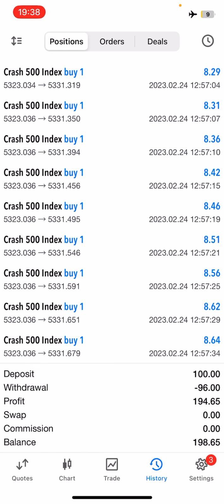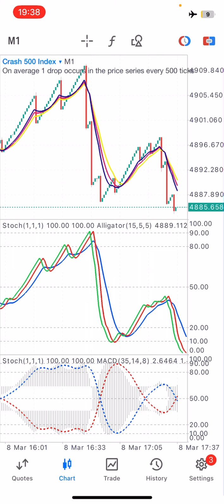So I want to share with you guys the settings for this strategy. It's quite a long strategy, but it's going to be worth it for you guys to watch up until the end and understand exactly how to do this trading.